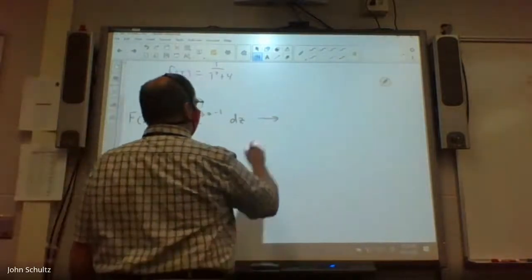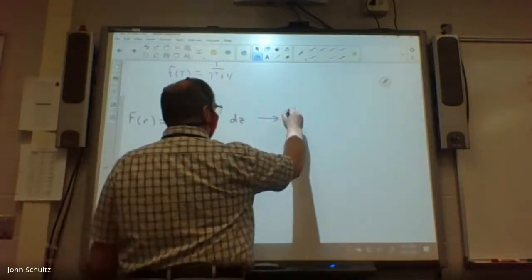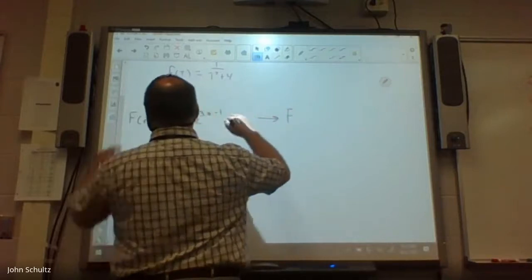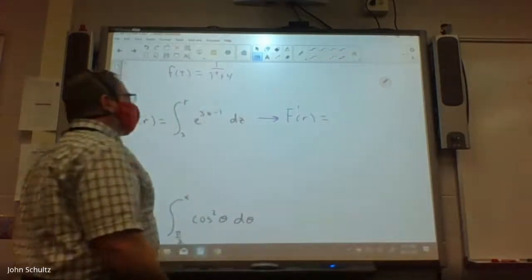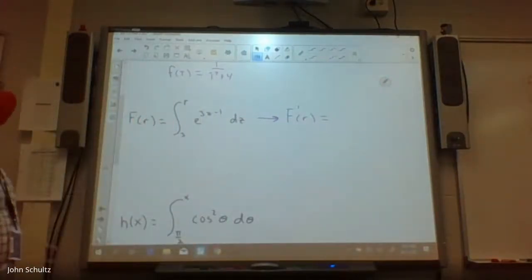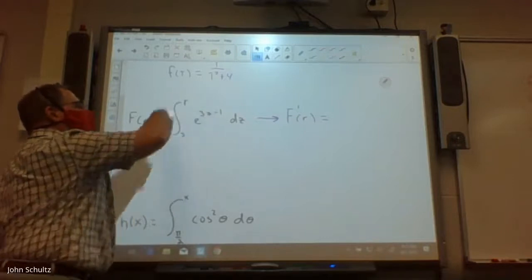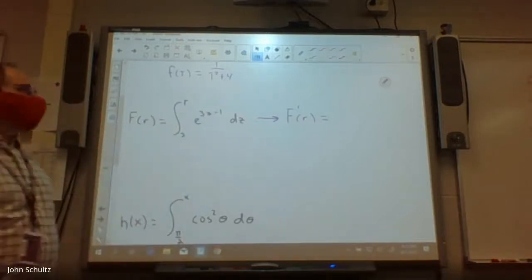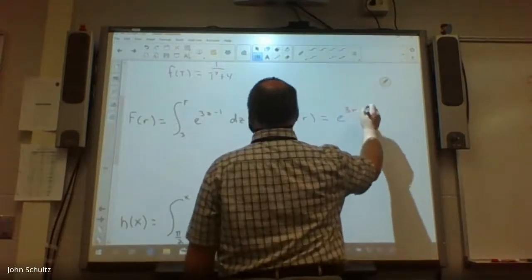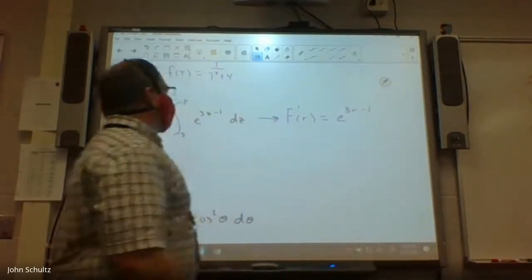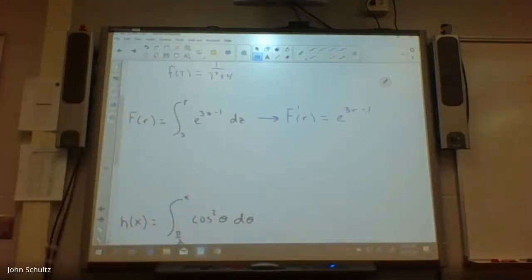No. What am I trying to find in this problem? I'm trying to find f prime of what? The derivative of this, so big F prime of r. What is that going to be? Well, it's going to be this function evaluated at what? r. So what's it going to be? It's going to be e to the 3r minus 1. Nice. Done. There is its derivative, yes? That's easy. Remember that when you get to those problems, and please remember that when you get to the AP exam.